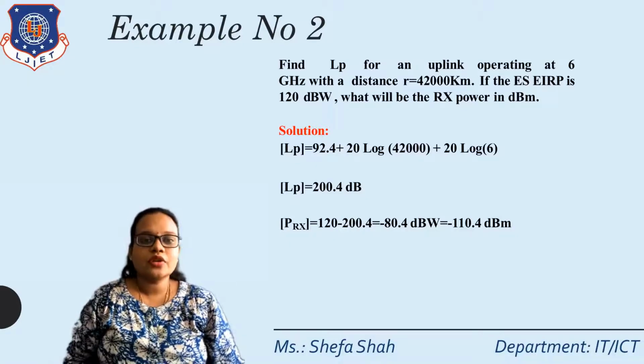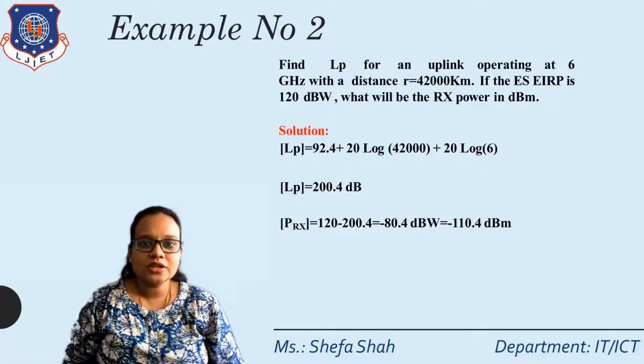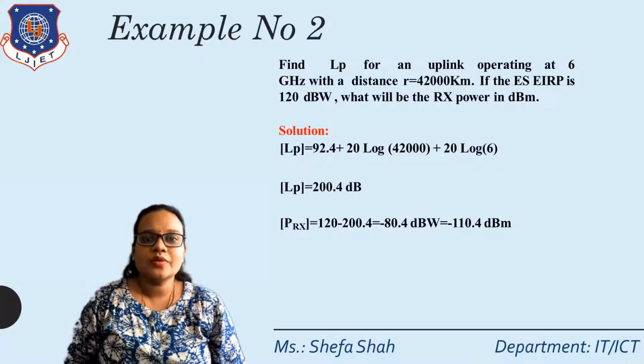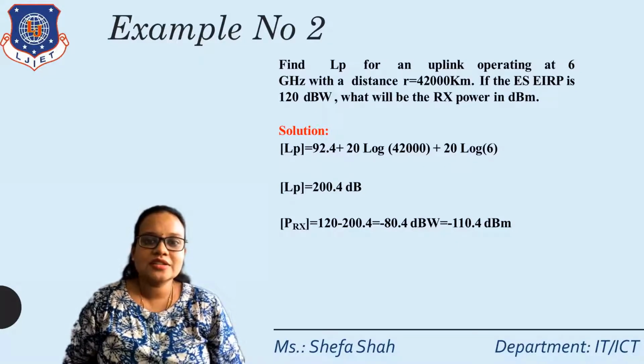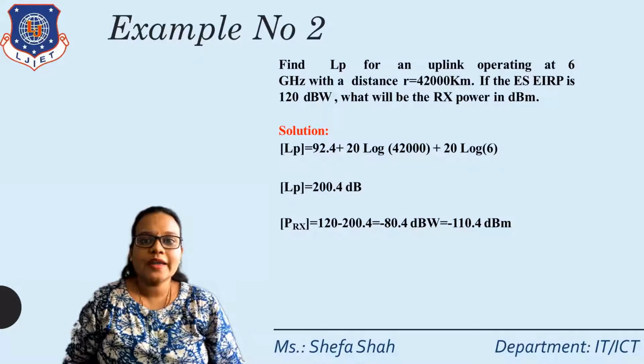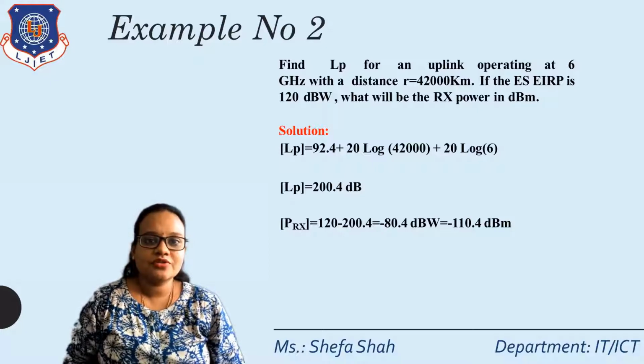First of all, we need to find the path loss using the equation. The equation for the path loss, which we discussed in the last session in the basic transmission theory, is path loss equal to 4 pi r divided by lambda, whole square, where r is the distance and lambda is the wavelength. So here we are given the frequency f.